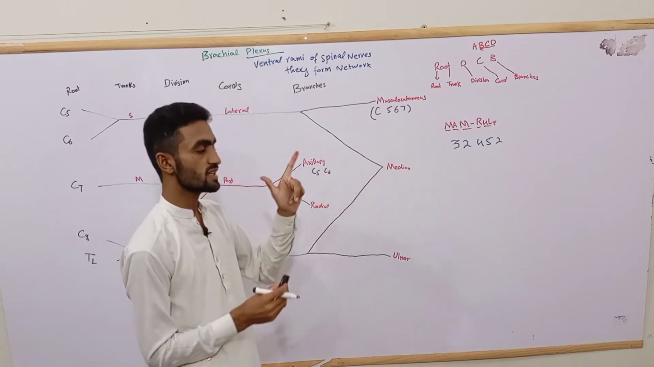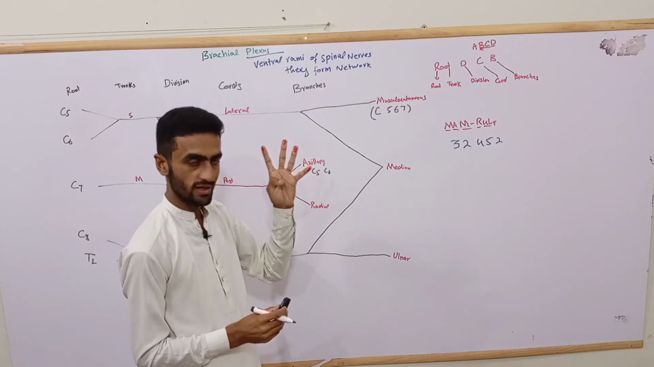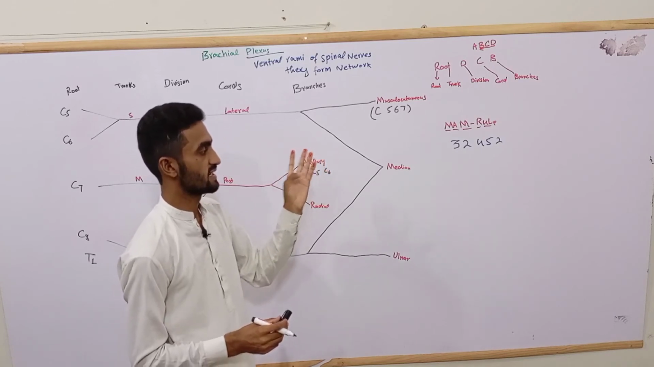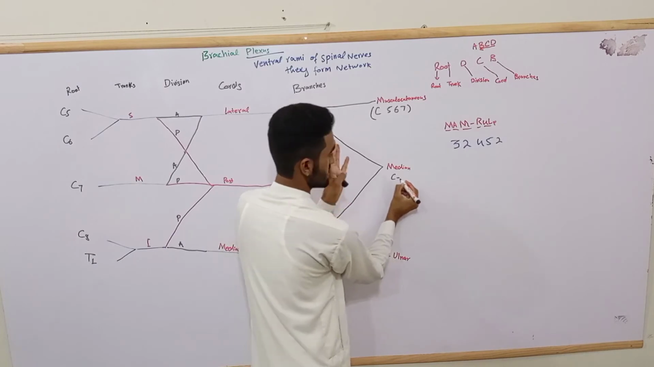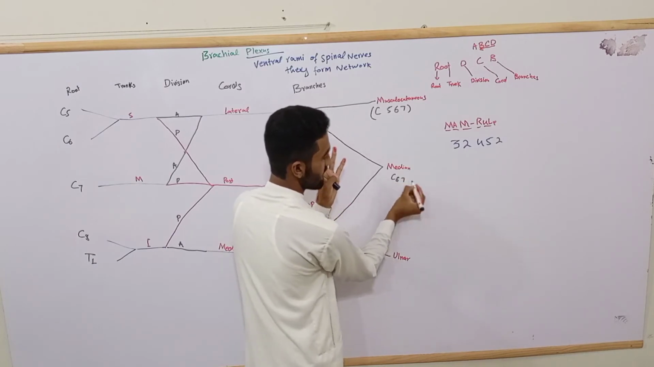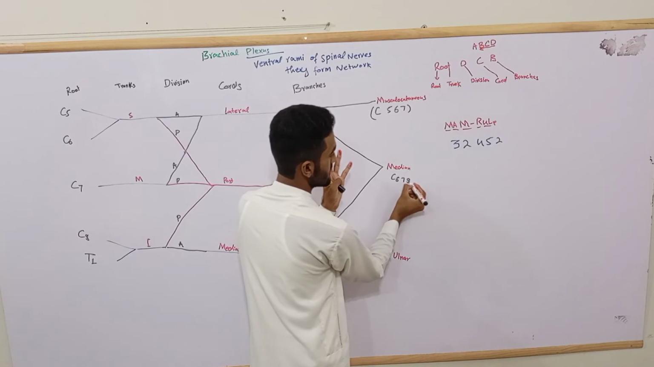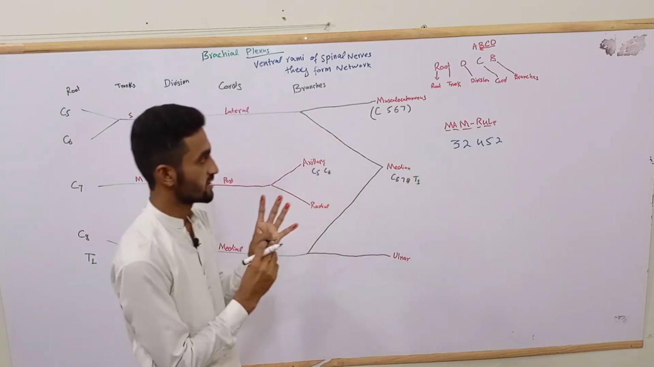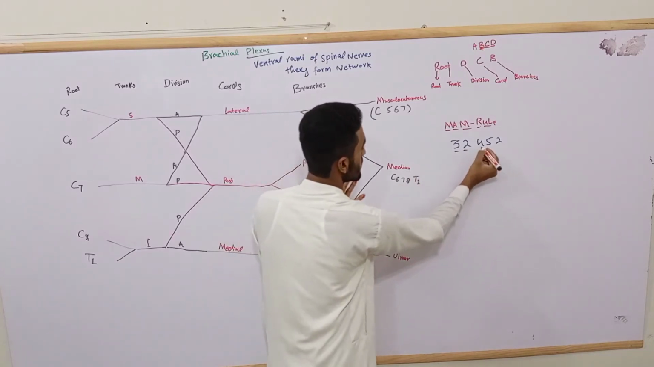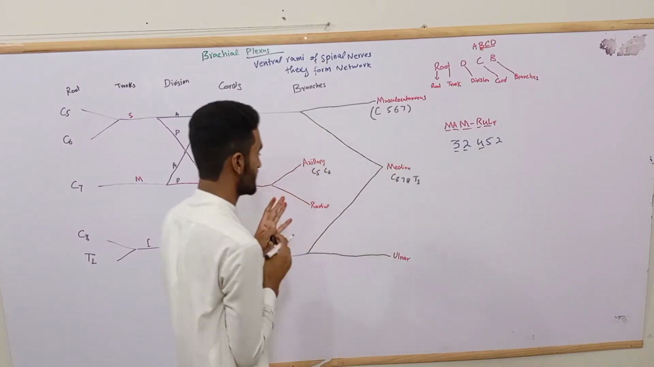Median nerve 3, 2, 4, 6, 7, 8, T1. So C6, C7, C8 and T1. Make sense? Now 3 covered, 2 covered, 4 covered and 5 for the radial.